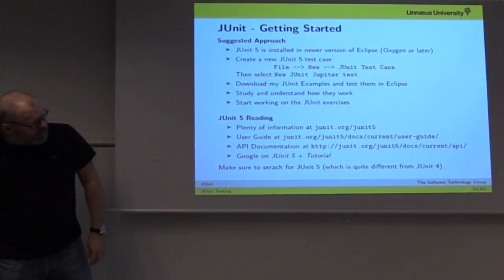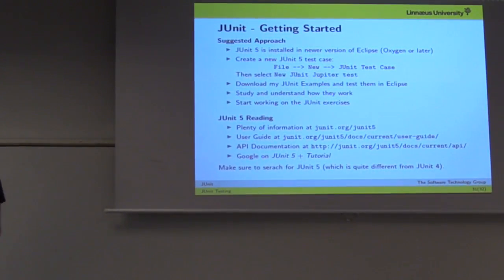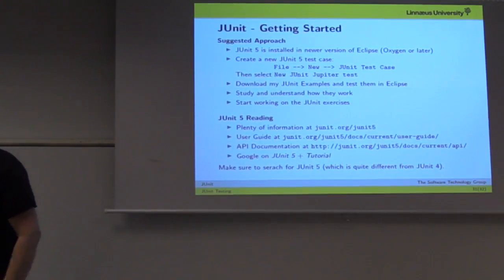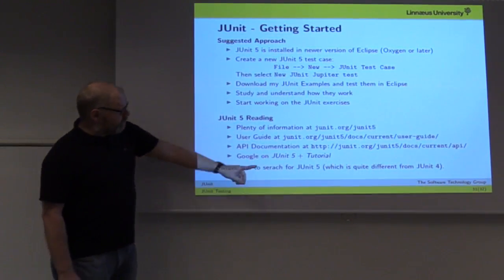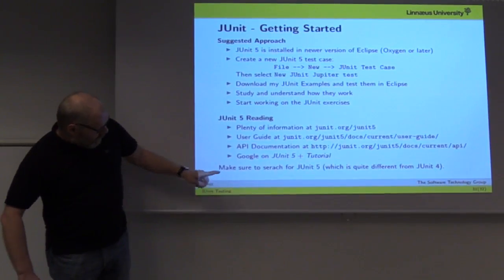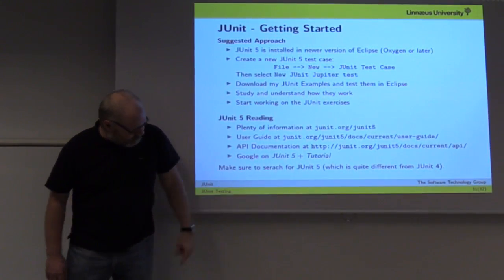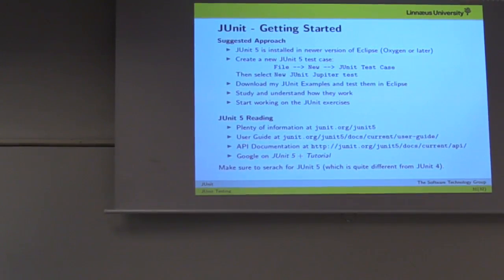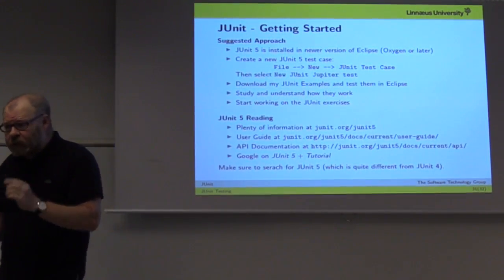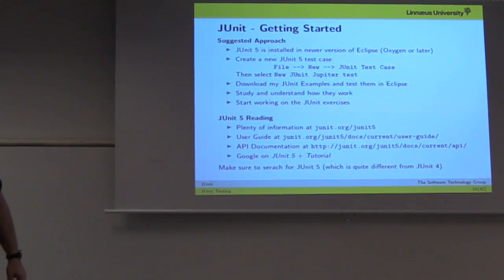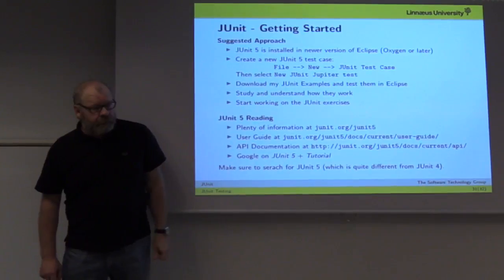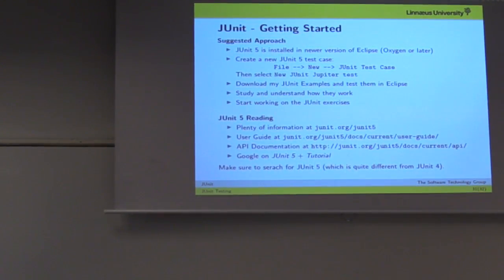JUnit has its own website, and JUnit 5 is devoted to the new version of JUnit. They have a user guide, and they have a lot of things. JUnit is extremely popular. Many companies are using it. So Google on JUnit 5 and whatever you're interested in, you will find plenty of information. Make sure to search for JUnit 5. JUnit 5 was released last year. A lot of information is available for the older version, JUnit 4, and they are quite different. So a JUnit 4 approach will not work in JUnit 5. So make sure when you're Googling that you find something that solves the problem you're looking for using JUnit 5.